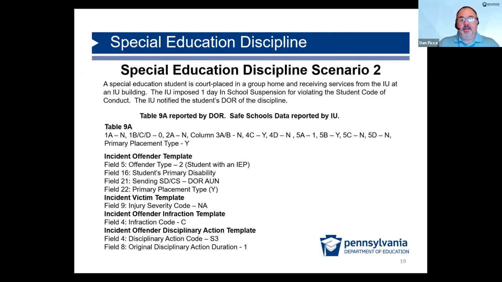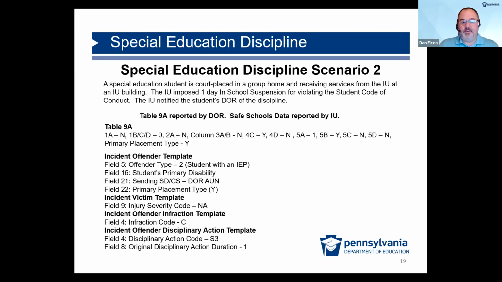So we have an IU imposing the discipline at an IU building. They will contact the district of residence. The district of residence will fill out table 9A. They were given an in-school suspension for 1 day. So 4C is a Y. That's in-school suspensions for 1 day.